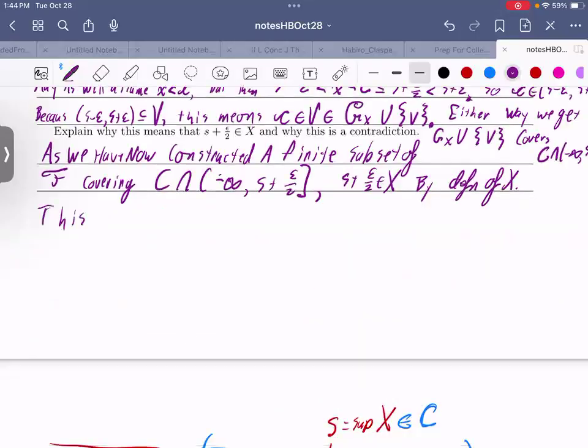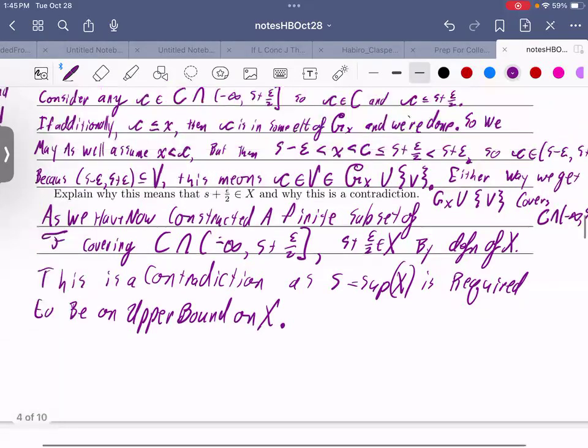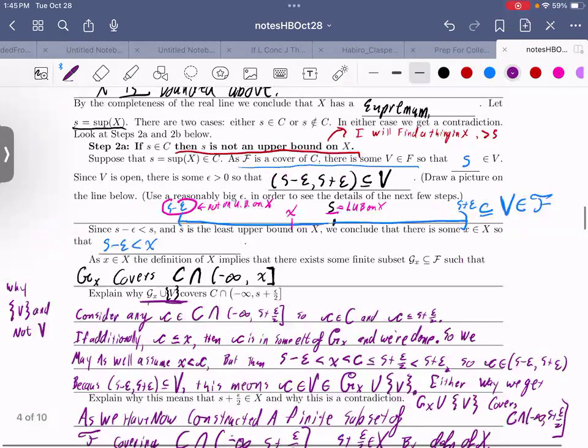This is a contradiction, as S equal to the supremum of X is required to be an upper bound on big X. Nice. All right. So that contradiction deals with case 2A.